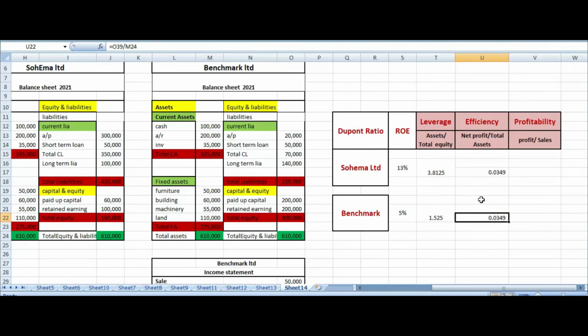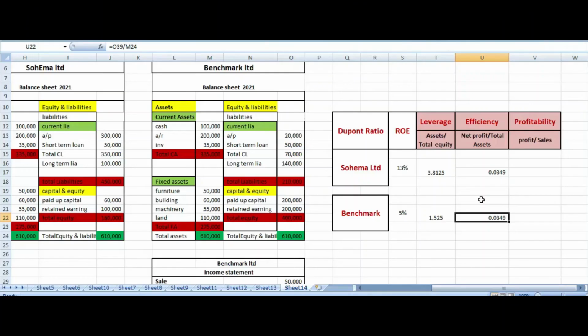So both companies have the same efficiency ratio. There is no problem with the benchmark in terms of efficiency, because both companies have the same efficiency ratio. When we look at the efficiency of both companies, it is the same. Both companies have generated a 0.034 efficiency ratio, and both have operated with the same efficiency.